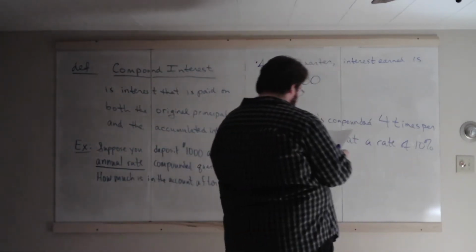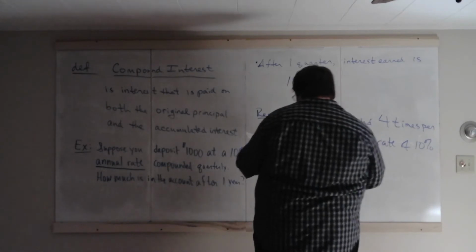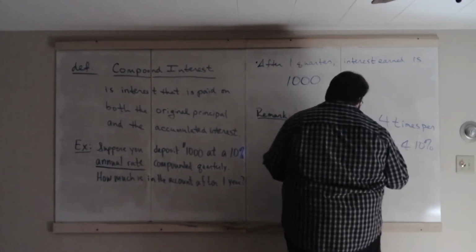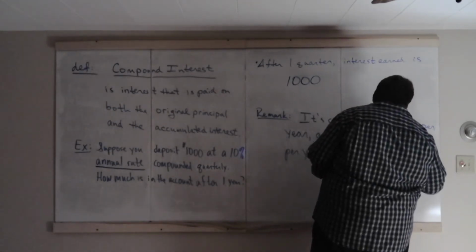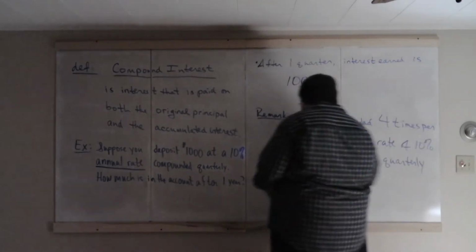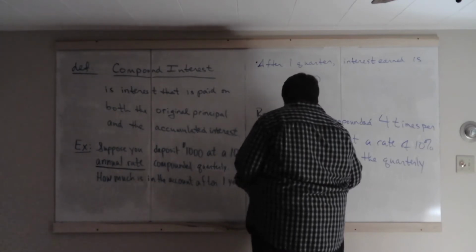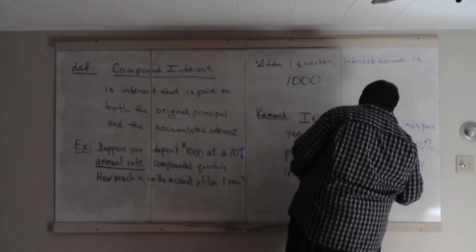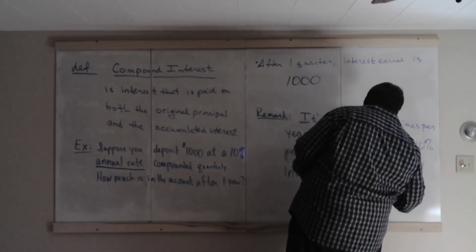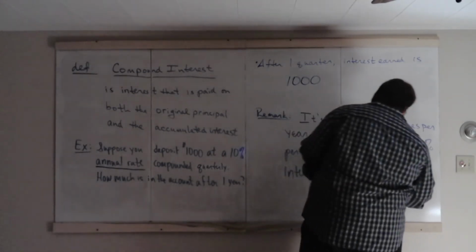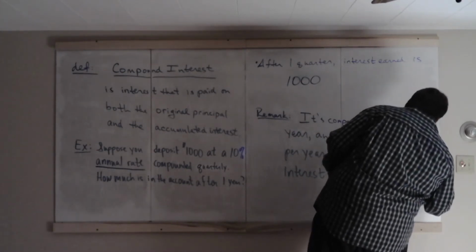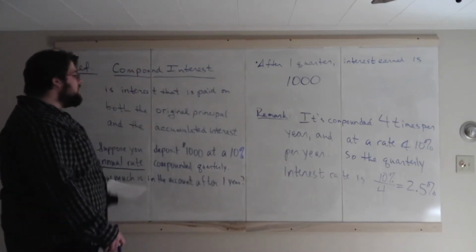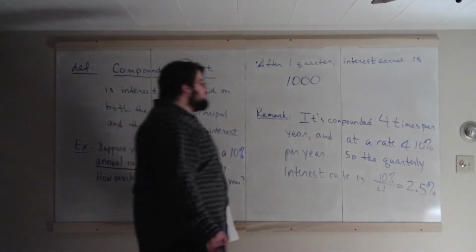So the interest paid each quarter, or the interest rate for each quarter, so the quarterly interest rate is 10% divided into 4 pieces, which is 2.5%. So given an annual rate, we can find a quarterly rate by just dividing it into 4 pieces.